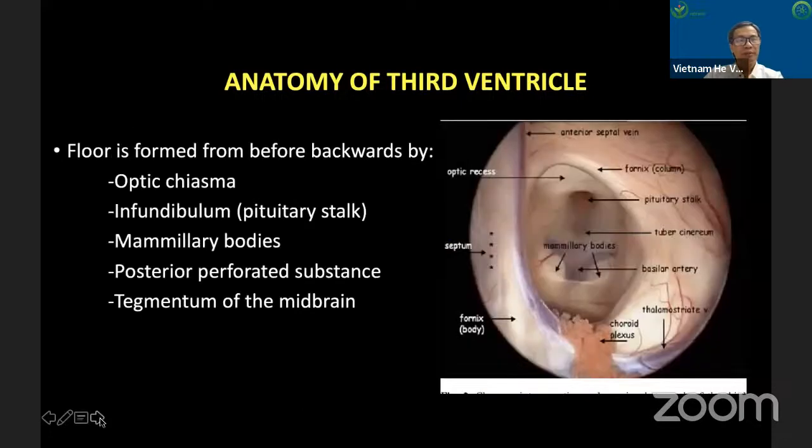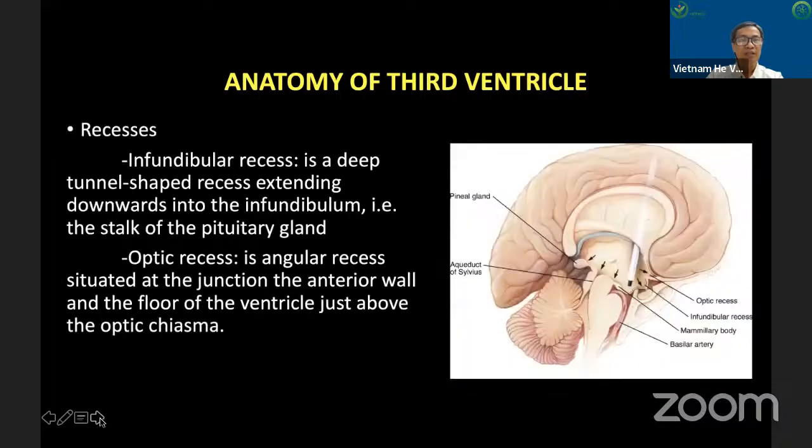And we have to learn the anatomy of the floor of the third ventricle. We learn where the optic chiasm, infundibulum, mammillary body, and posterior perforated substance are. And we learn the recesses, like the infundibular recess and the optic recess.